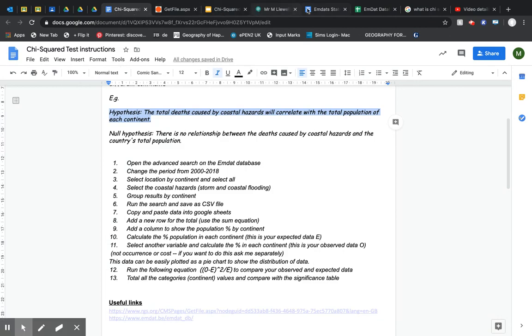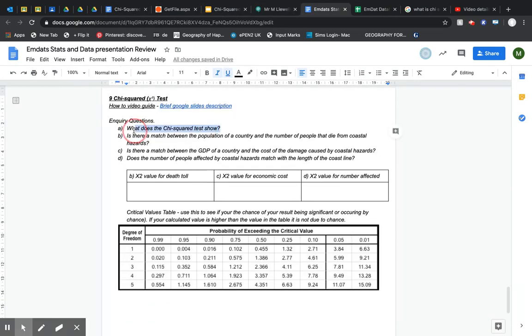Once we've answered our first question on what the chi-squared test shows, and you can click on this link here to find out a bit more about it, or re-listen to the intro, we've got 3 key questions, and we're going to copy that. Once we calculate our values, we're going to put it into this table here. So the first question is, and I'll go through this with you, is there a match between the population of a country and the number of people that die from coastal hazards?